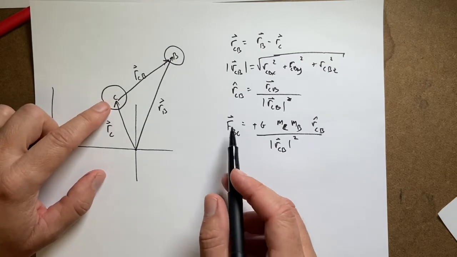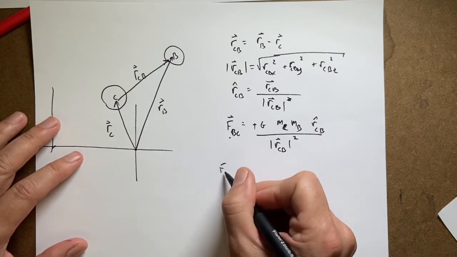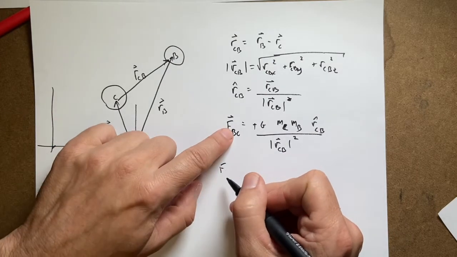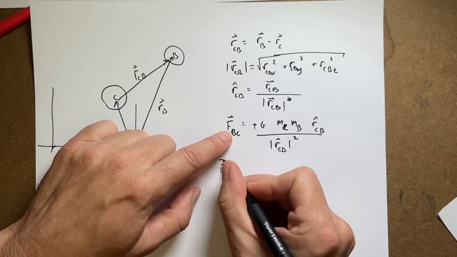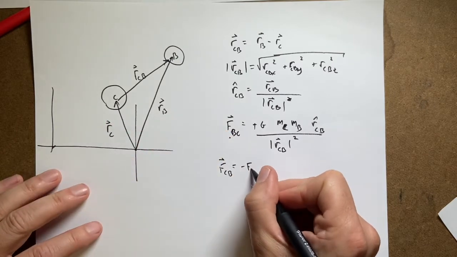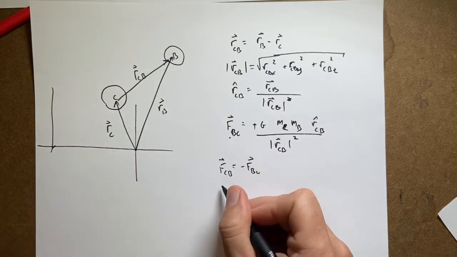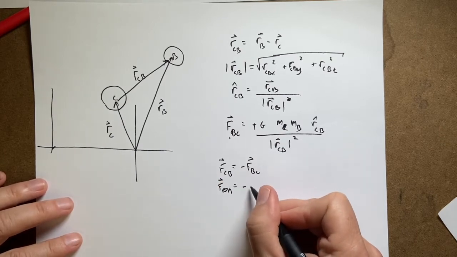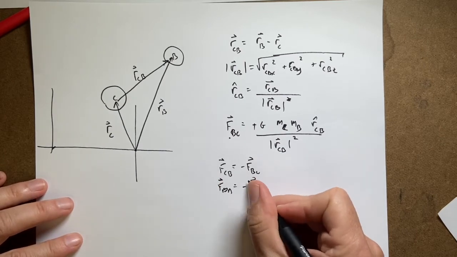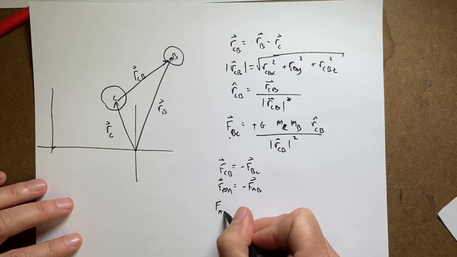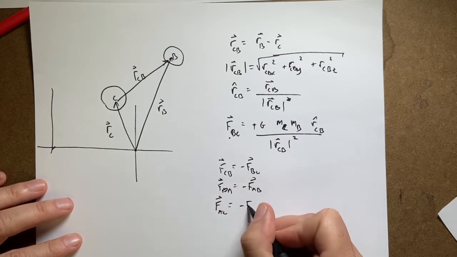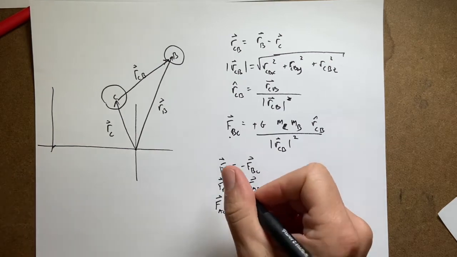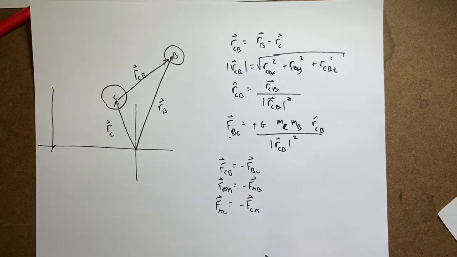Now I just need to do that. I need to find F. I don't need to find FCB, I've already found it. It's just negative FBC. And then FBA is negative FAB. And then I need to find FAC, which is negative FCA. So I need to find all 6 of those forces.